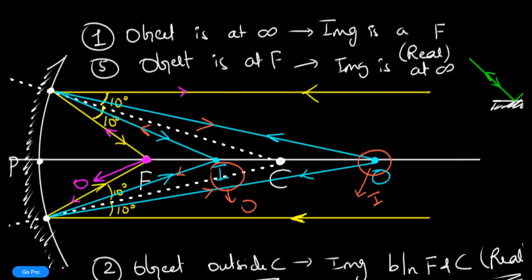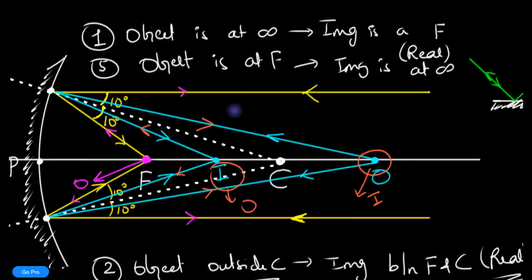Well, that's not happening. Rays of light are not converging. They are parallel. If you want the image to be virtual, the rays of light must diverge. Well, that's not happening, because the rays of light are parallel. In simple terms, there is no image, okay?